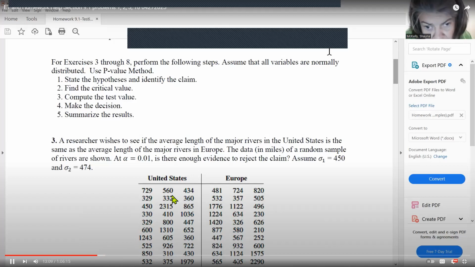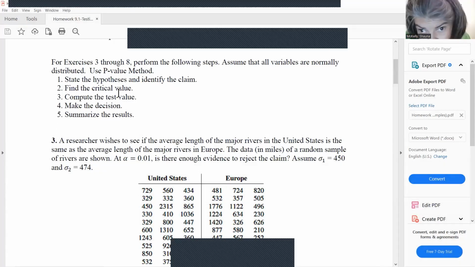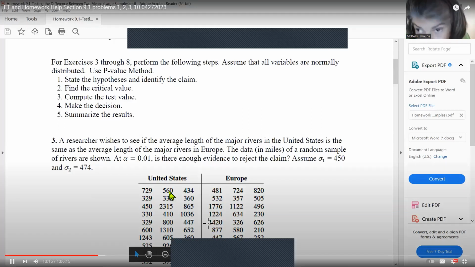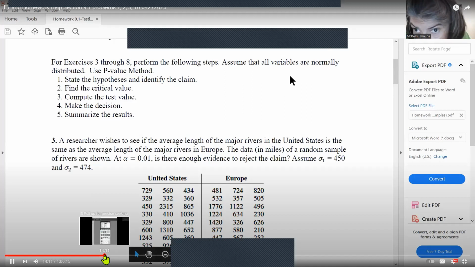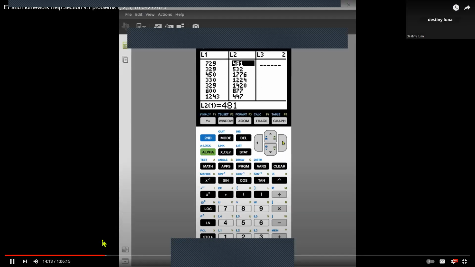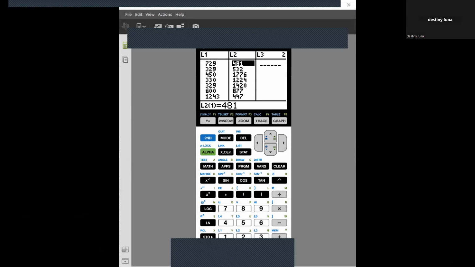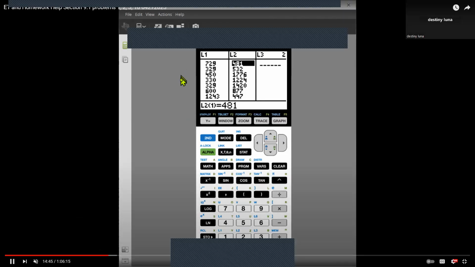Okay. These directions up. Let me pause the video. Everything that you see that says Europe, I put in L2. Oh, okay. And then I run my stats. So I put the United States in group 1, and I put Europe in group 2.